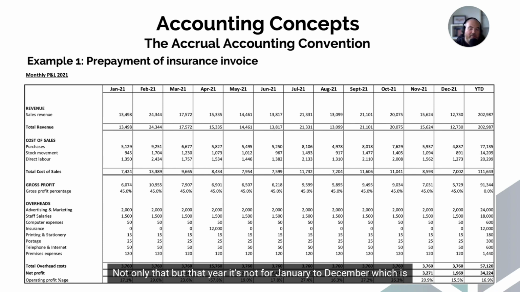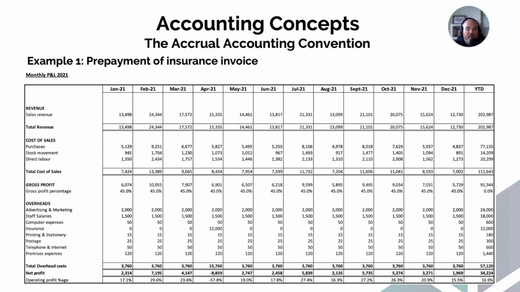And not only that, but that year, it's not for January to December, which is their trading year. It's from 1st of April until the 31st of March next year, because they waited until April to get the insurance. So now they've insured it for a year. They've got a £12,000 invoice. And that's paid as soon as it lands. So as I said earlier, it's nothing to do with when it's paid, right? That invoice is paid in April, fine, no problem.